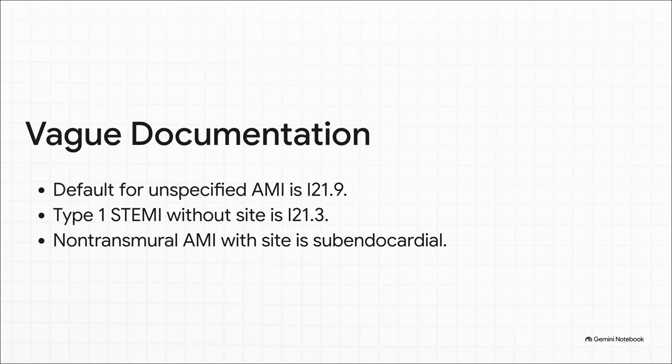If the chart just says AMI, use I-21.9. Documented as a Type 1 STEMI, but the doctor didn't specify which wall of the heart, assign I-21.3 for unspecified site. And if it's a non-transmural MI but a site is documented, you still default to the subendocardial AMI guidelines. Simple as that. Oh, and one highly specific rule you cannot afford to miss involves the number 24. If your facility admits a transfer patient who received TPA therapy at an outside facility within the last 24 hours, you are required to slap code Z92.82 onto that record as a secondary diagnosis. It's a vital piece of the puzzle that explains their clinical timeline.